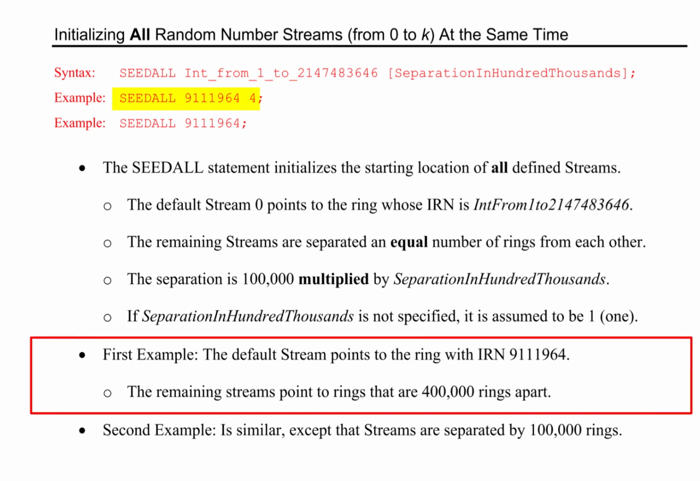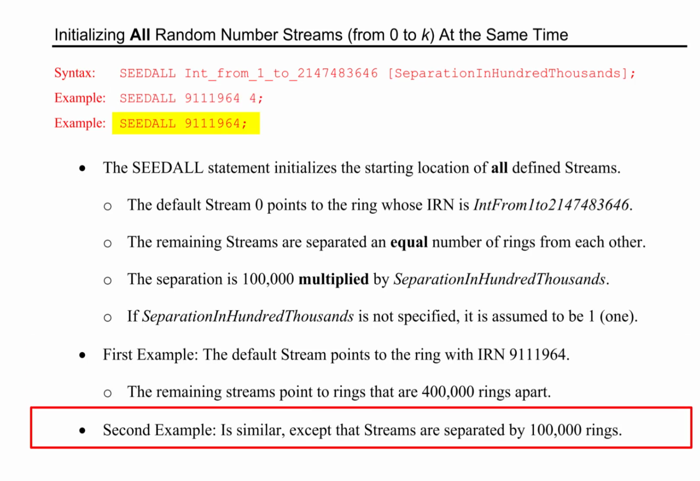In the first example, the default stream points to the ring with integer random number 9111964. The remaining streams point to rings that are 400,000 rings apart, because the integer number 4 multiplies 100,000 and gives us the separation of 400,000. In the second example, the second argument to seed all is missing, in which case we have a similar declaration, but the streams are separated by 100,000 rings.